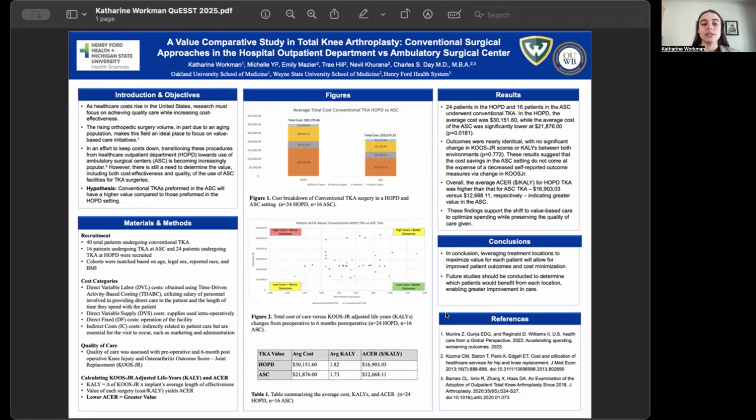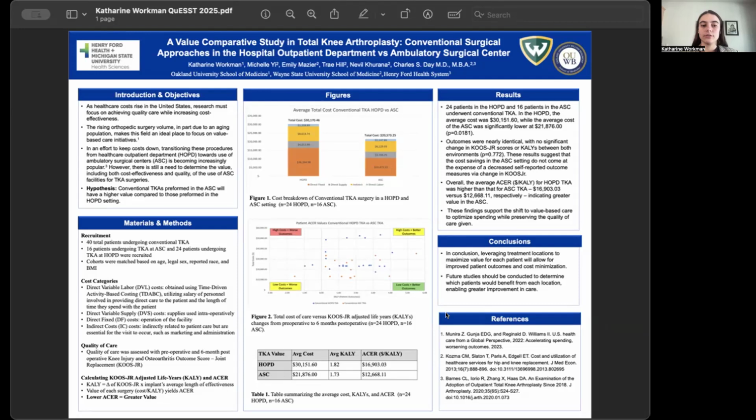So for our quality aspect of value, we used what's called the KOOS JR score, which is the knee injury and osteoarthritis outcome score for joint replacements. This is a common metric used by orthopedic surgeons in order to see how patients are doing, pre-op, post-op, and to gauge their joint symptoms. And so for our value calculation, we used that metric and adjusted it for life years, including things like life expectancy and also the implant's average length of effectiveness, in order to standardize our information. And that gave us our QALY score.